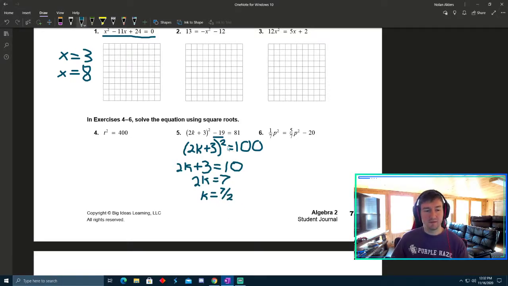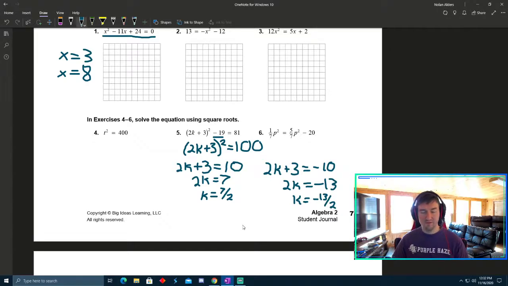The other answer would be when we take that square root, we get 2k plus 3 equals negative 10. And then we just solve this out. We subtract the 3, and we get 2k equals negative 13. Divide by 2, and we get k equals negative 13 halves.